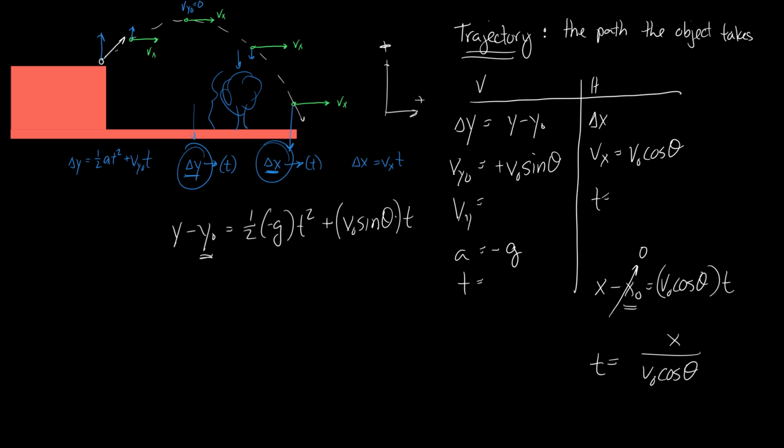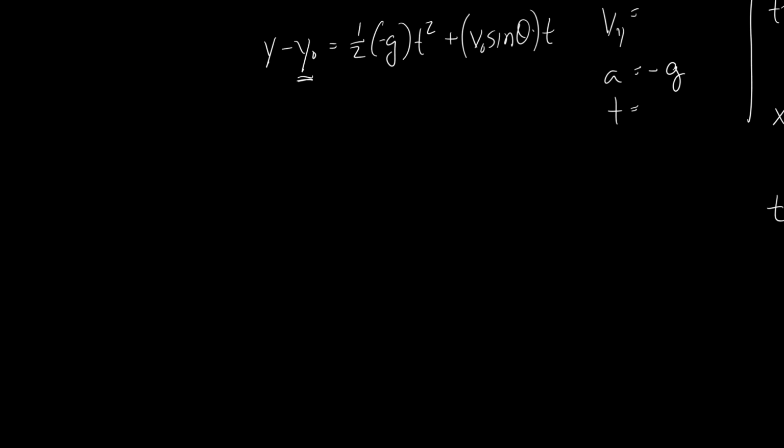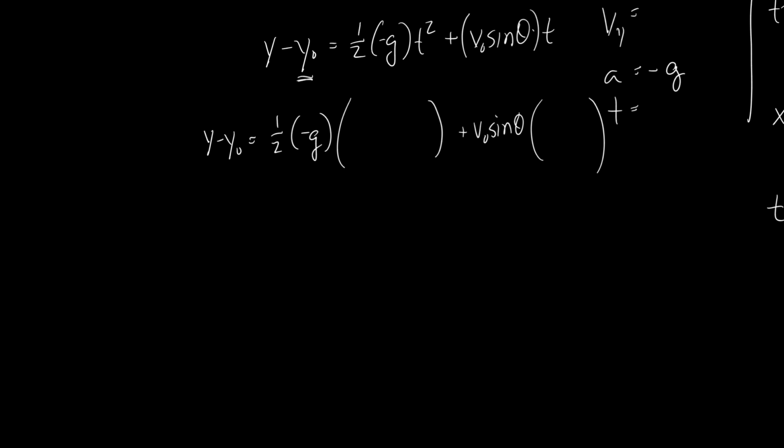Now this next part is just hideous. There's no way to sugarcoat this. This is going to look ugly. But we're going to take this and put it over there. So y minus y naught equals 1/2 times negative g t squared. Oops, putting it in for t. Negative g times t squared plus v naught sine theta times t. And t was x divided by v naught cosine theta.